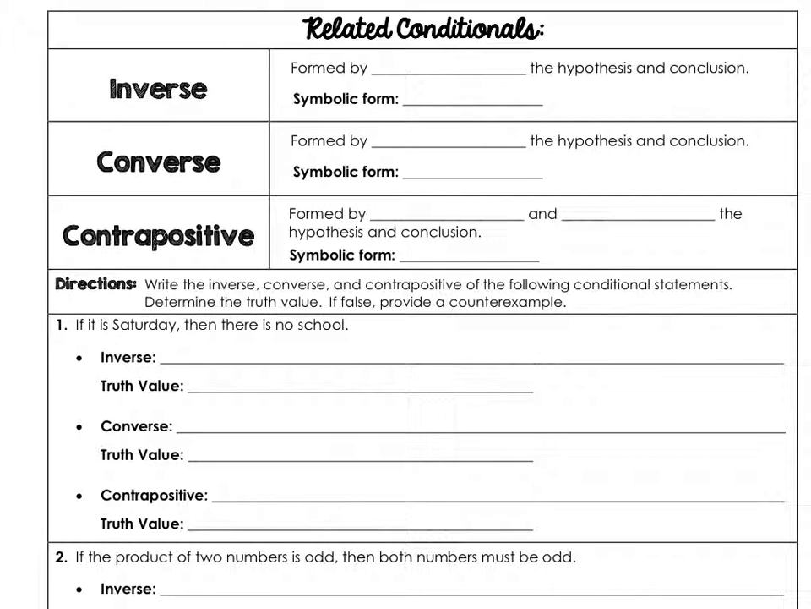So on the second page of your notes, we're going to talk about these 3 different types of related conditionals. So it will still be written in if-then form, except we are going to be adjusting that original conditional statement slightly. So inverse is formed by negating the hypothesis and conclusion. So what that means is really you're doing the opposite of what was written. So it stays in the same order, but it's opposite.